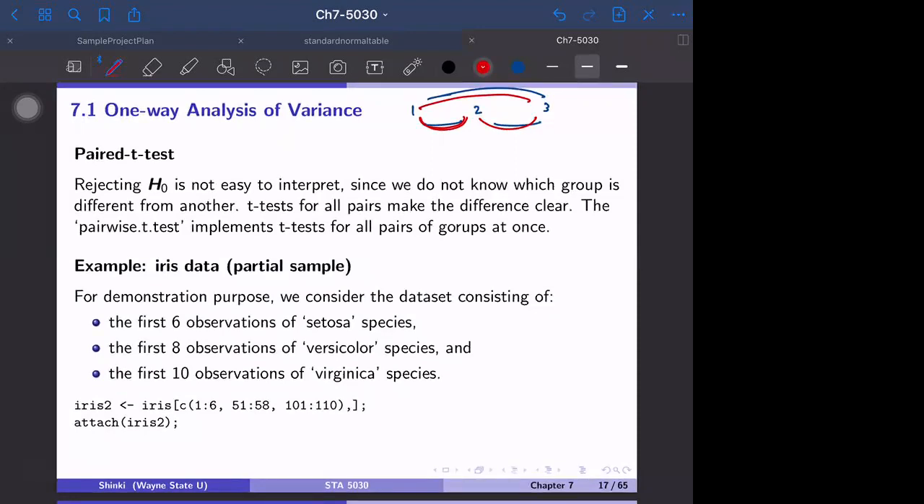For demonstration purposes, we pick the first 6 observations of the Setosa species in the iris dataset, the first 8 observations of Versicolor, and the first 10 from Virginica. Because if we use 50 observations, the difference is so clear, we just picked a few observations from them. So this is the dataset to use.